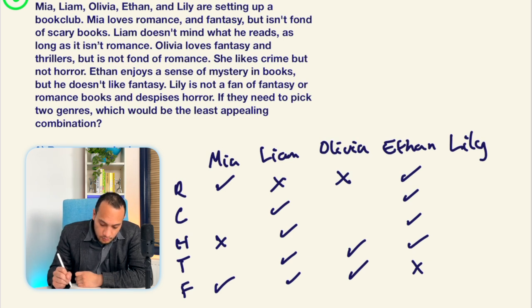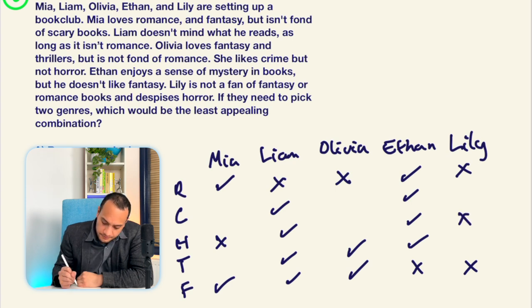And then we have Lily. Lily is not a fan of fantasy or romance books and despises horror. So she's quite fussy. So we can put a cross through romance. She doesn't like fantasy either, so we can put a cross through that. And then we've also got her not liking horror, so we can put a cross through there. So we've ended up with our crosses.